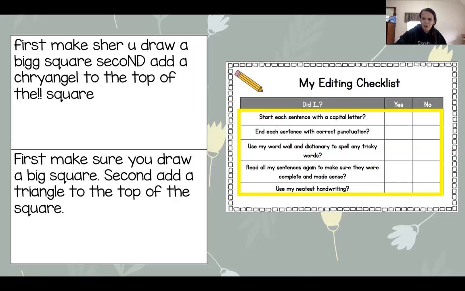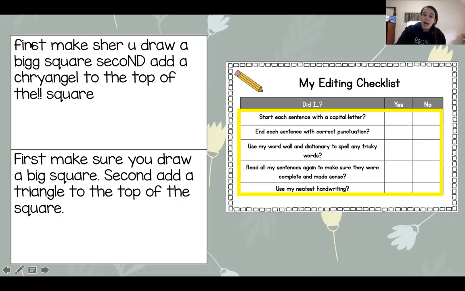So point to the one that's more well written. What do you think? Did you point to the bottom one? Because that one is definitely more well written. Look at the capital letter at the beginning, the very first letter, and at the beginning of the next sentence, right? This does not have that.